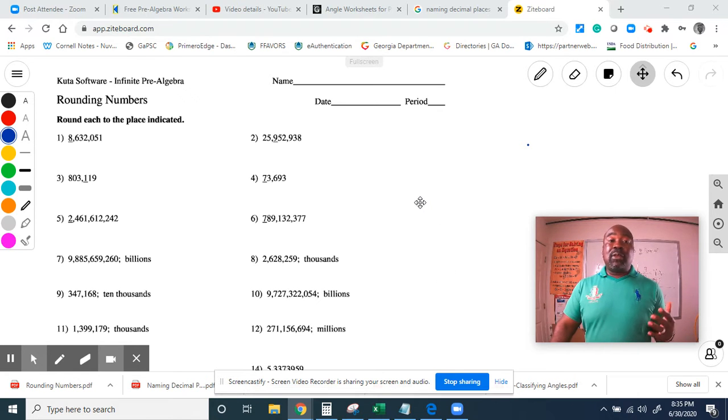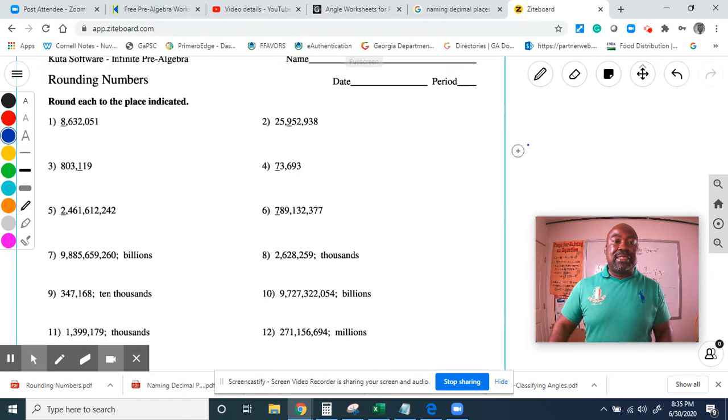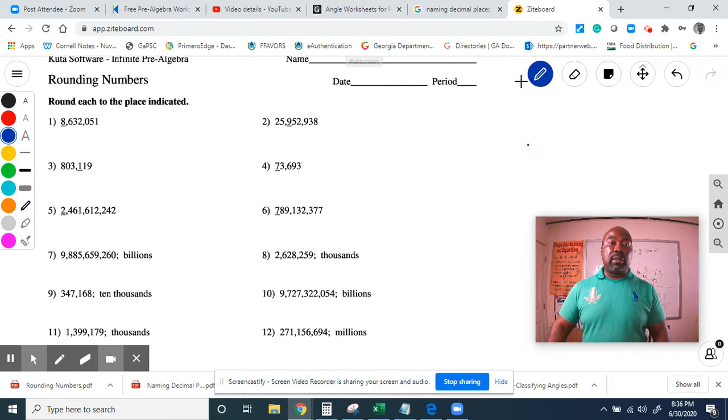Now, I found another worksheet on the internet. Every worksheet requires instruction, so I'm going to give it. This is going to be a very simple one right here. It's rounding numbers. There are so many different ways to round numbers. But for today's lesson, we're going to look where the number is underlined and round it to the nearest whole number.